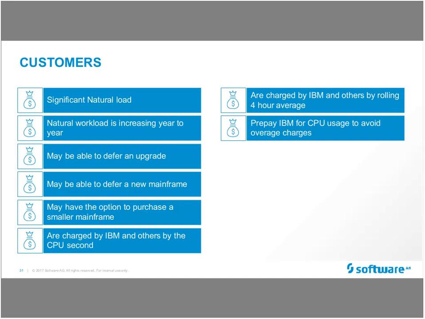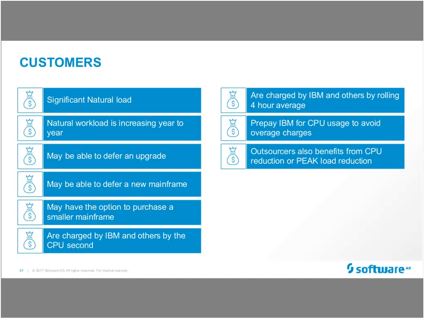You prepay IBM for CPU usage because you're scared that the penalties are so high when you do get billed. So this gives you a little bit of insurance policy because you can control the amount of CPU, and you're reducing that CPU so you can stay below that peak, scary peak that might happen in the middle of the night sometime. Outsourcers also benefit from CPU reduction. So even if you're outsourced, as long as you put in your contract that you're able to reduce your CPU, you want a bill reduction, you should be able to get a benefit there too.